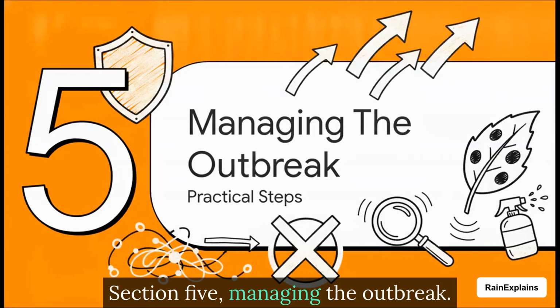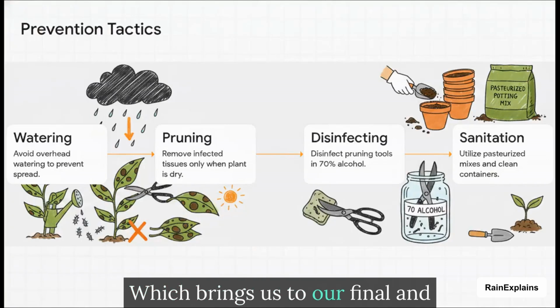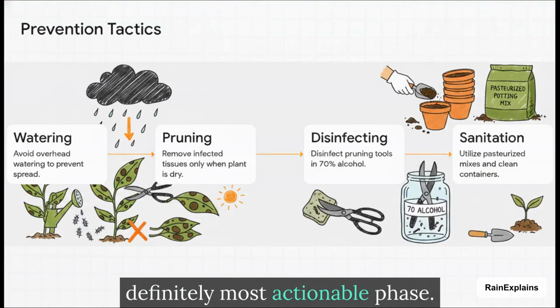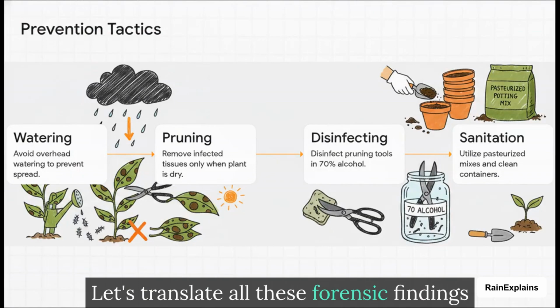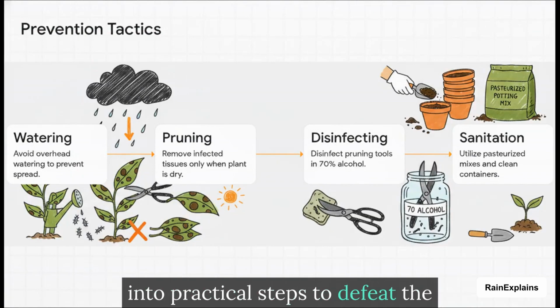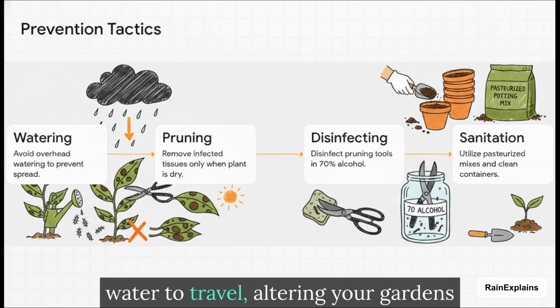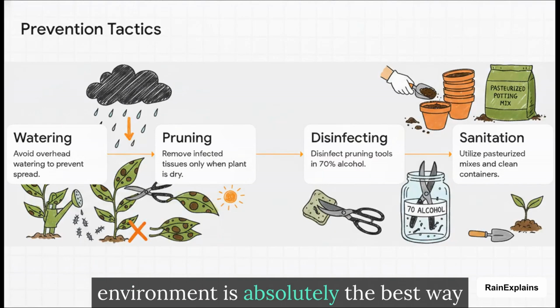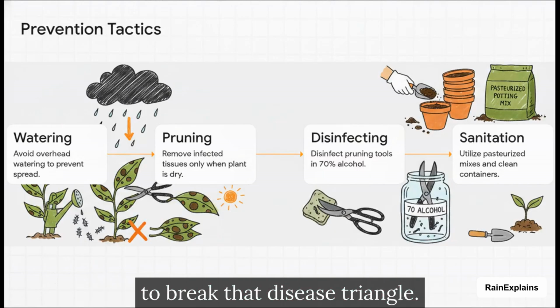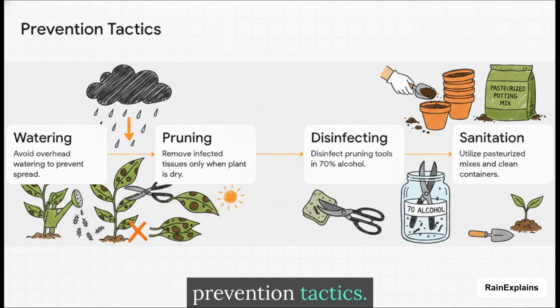Section 5. Managing the outbreak. Which brings us to our final and definitely most actionable phase. Let's translate all these forensic findings into practical steps to defeat the pathogen. Because bacteria rely so heavily on water to travel, altering your garden's environment is absolutely the best way to break that disease triangle. Let's walk through these precise prevention tactics.